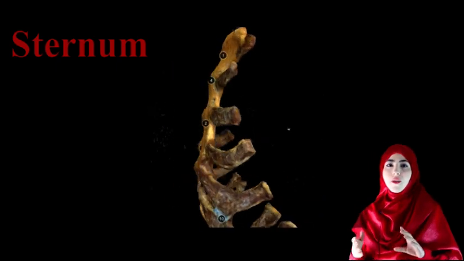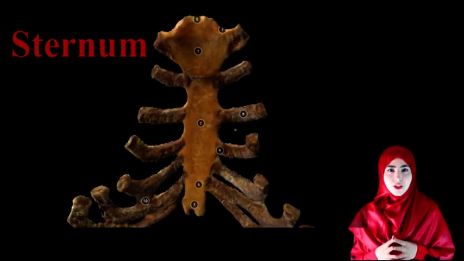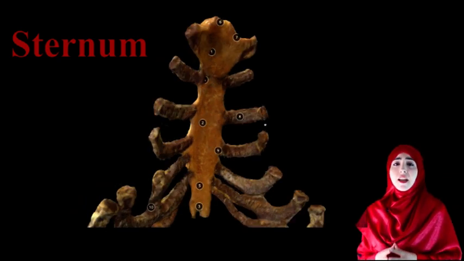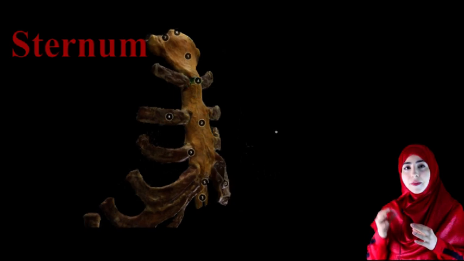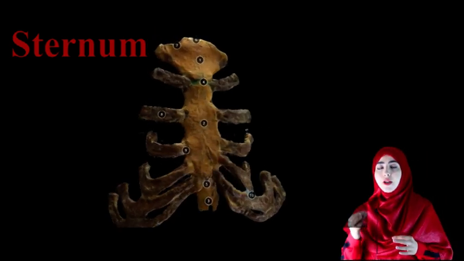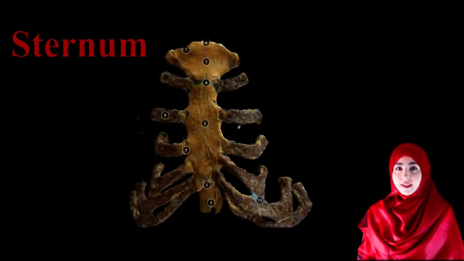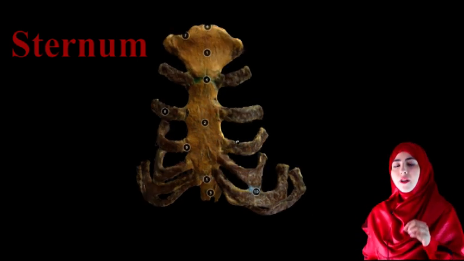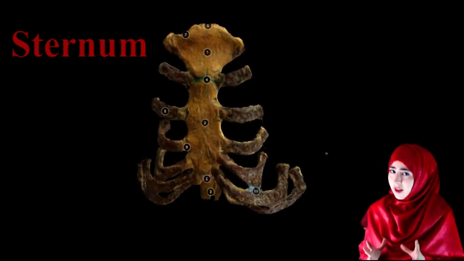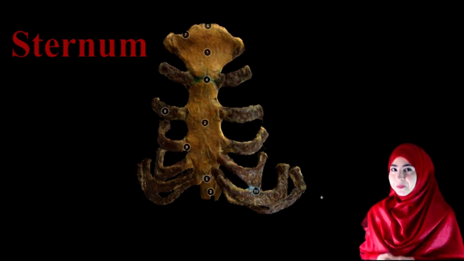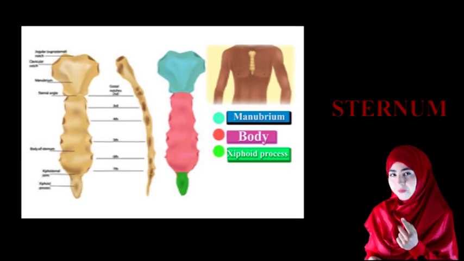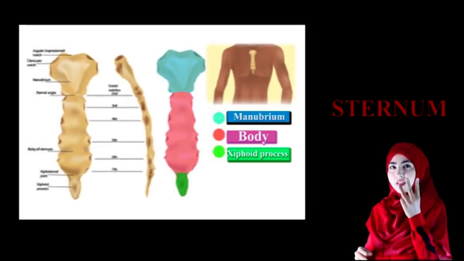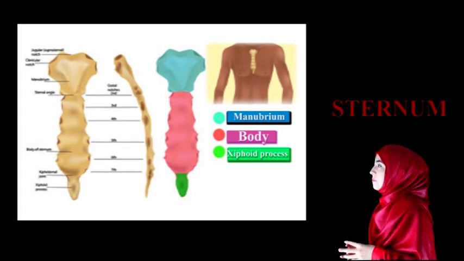So now we are coming to the next. Now we will talk about the sternum. The sternum is a flat elongated bone that forms the middle part of the anterior thoracic wall, that gives protection for the mediastinum generally and particularly for the heart. The sternum consists of three parts. One is the manubrium, second is the body, third is the xiphoid process.